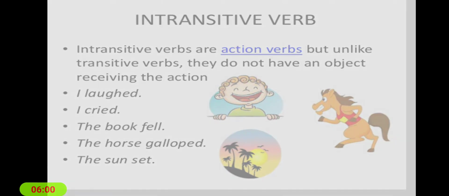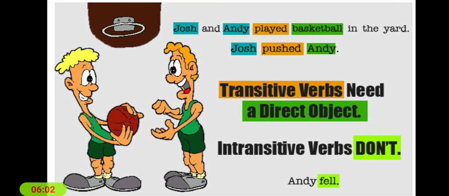Now see some examples which make you clear that difference between transitive verb and intransitive verb. Like Josh and Andy played basketball in the yard. Josh pushed Andy. So these are transitive verbs, because here played needs object, that what is being played, basketball. Pushed needs object, who was pushed, Andy. So these are transitive verbs. Whereas Andy fell, so fell doesn't need any object, so fell is intransitive verb.